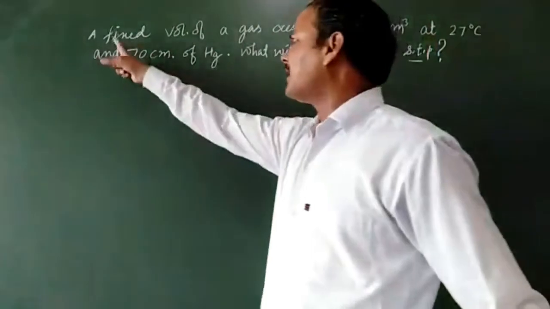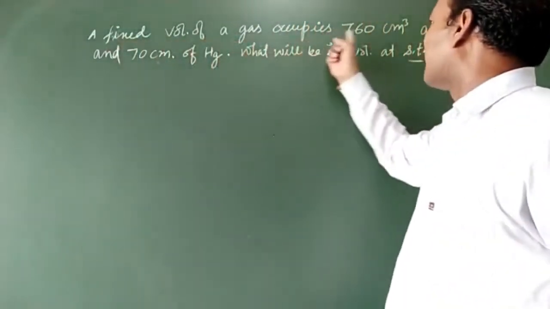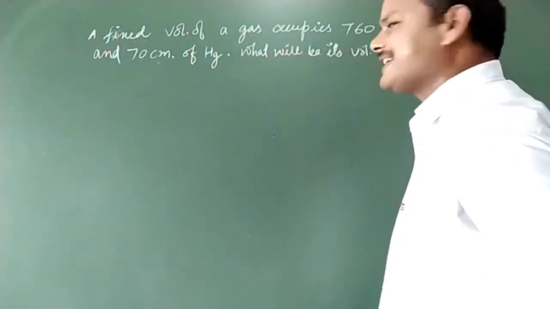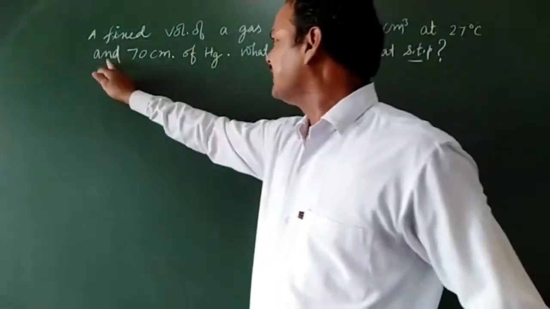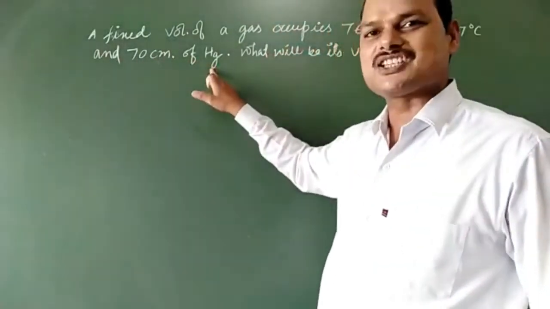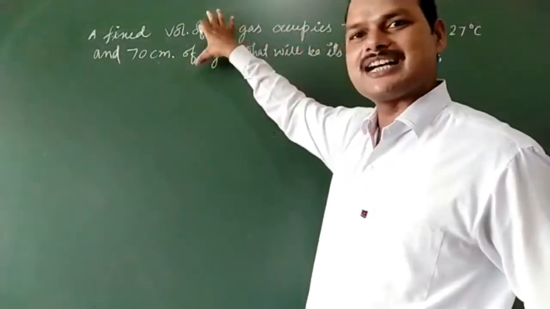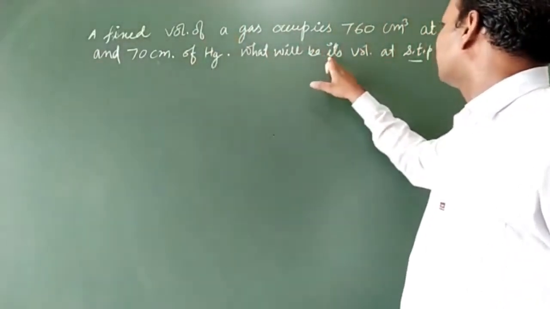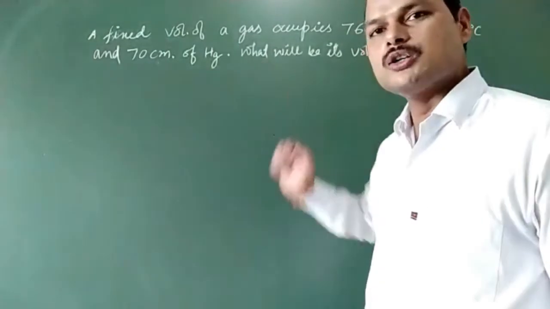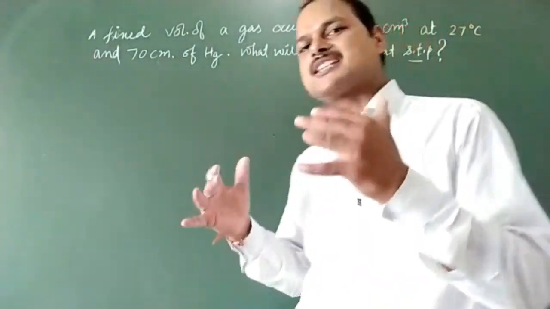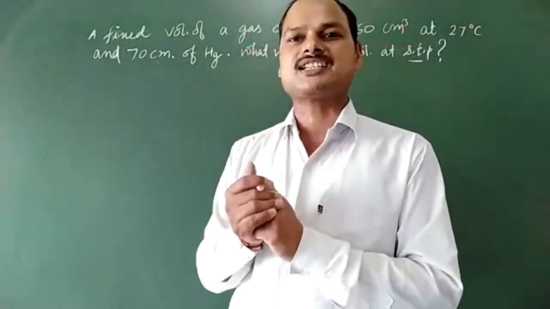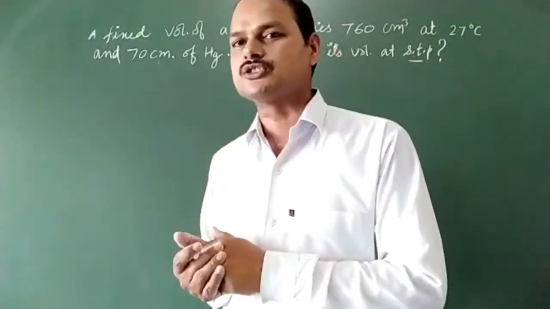Numerical is here. A fixed volume of gas occupies 760 centimeter cube volume at 27 degrees Celsius temperature and 70 centimeter of Hg pressure. It means three terms are given here. What will be its volume at STP? The required volume. So first step should be the given values. We have to write all the given values first and the value which is required also.